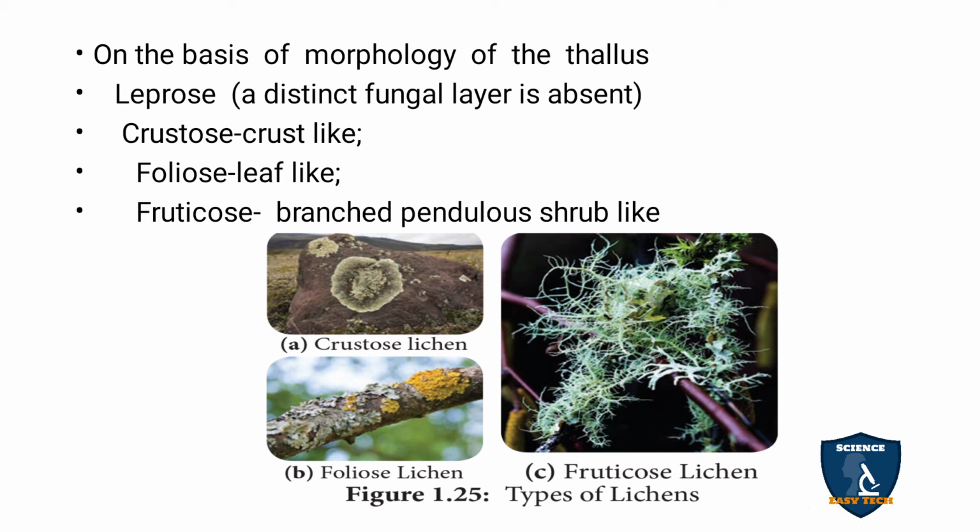So this is crustose. It's like a crust. Like the earth crust, on the surface it develops means it is crustose lichen. Foliose means a leaf like structure that is called foliose lichen. And fruticose, it is branched and looks like a pendulum. So it looks like a pendulum shrub. So that is called fruticose lichens.